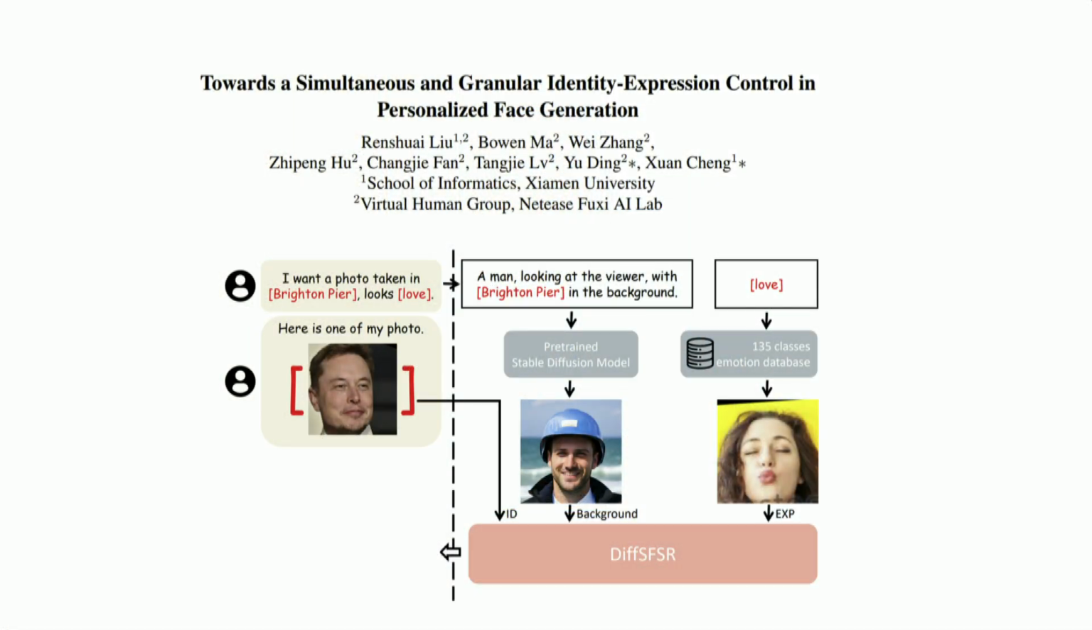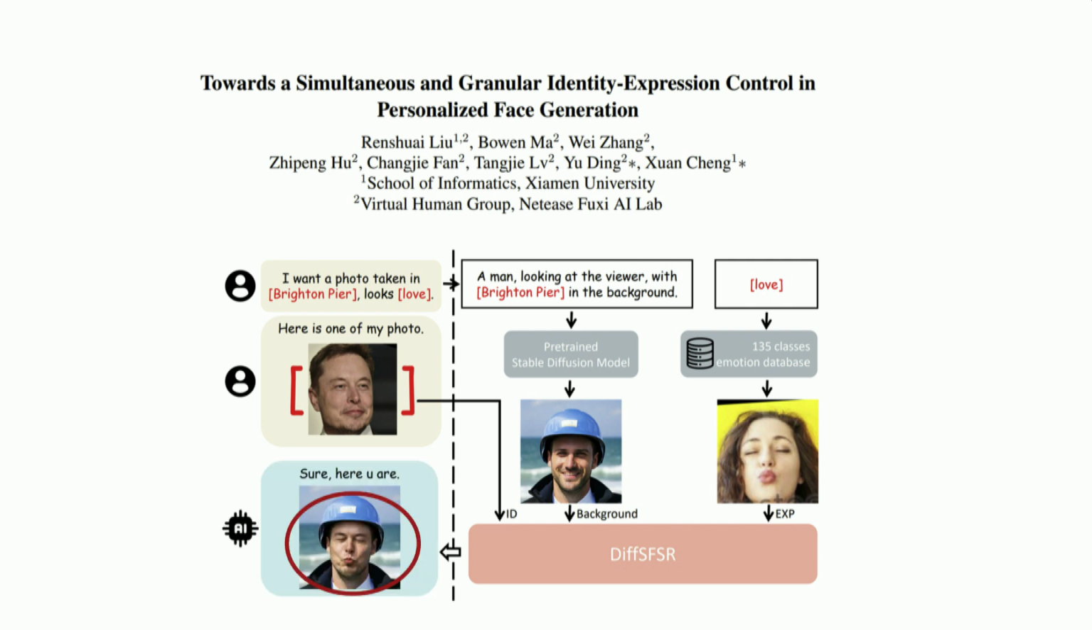Here's another example of personalization. Assume you upload a photo of yourself, and then you upload a second photo and say, I would like myself in that location, so Brighton Pier in this case. And I would like myself performing that particular facial expression. And then you get such a result.